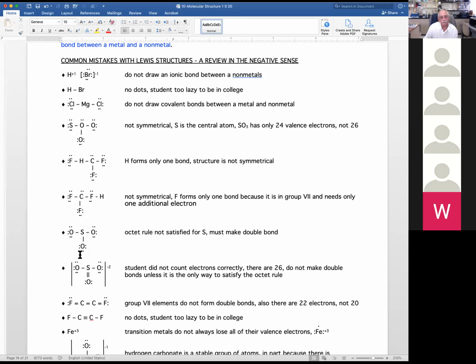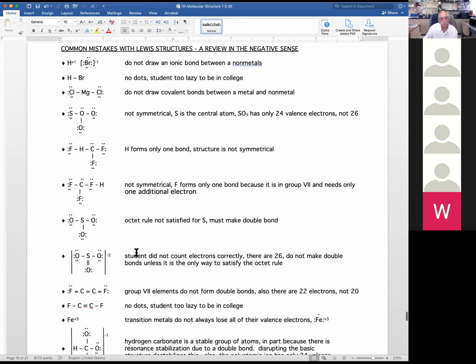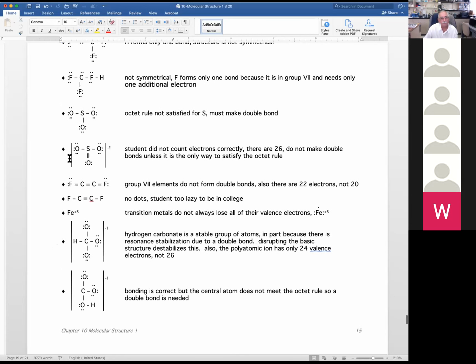What's wrong with this? Well, we didn't satisfy the octet rule for sulfur. So you need to make a double bond somewhere. What's wrong with this? Well, what's wrong with it is that the students didn't count their valence electrons correctly. You do not need to have a double bond there.